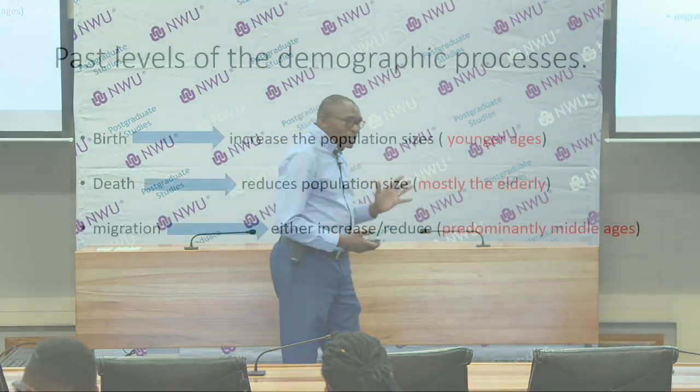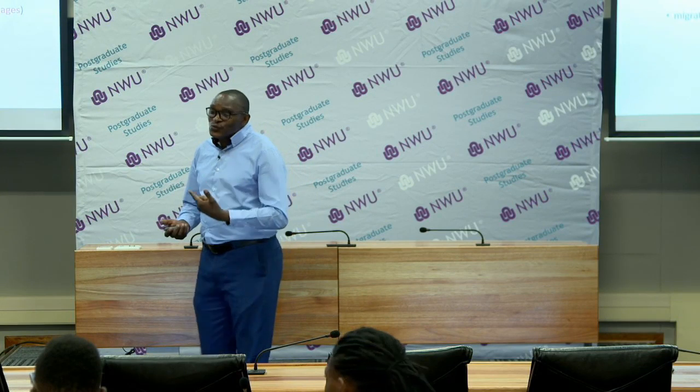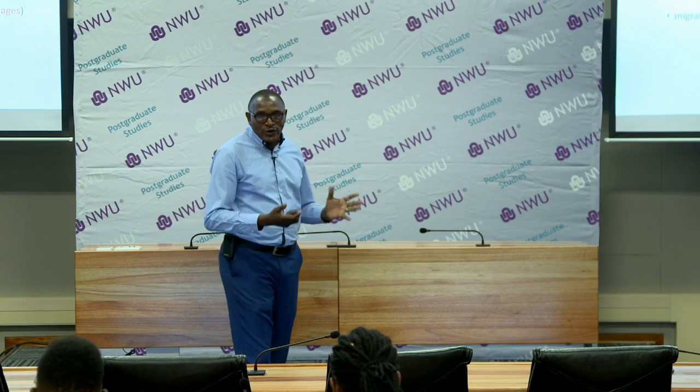And for us to understand these changes in a population, demographers focus on three important demographic processes. And that is birth, death, and migration. For example, the birth rate will impact on the population size, will increase the population size, but not only the population size, it will affect as well the younger age structure, because as more births are born into the society, we tend to have more people increasing in the younger age group.